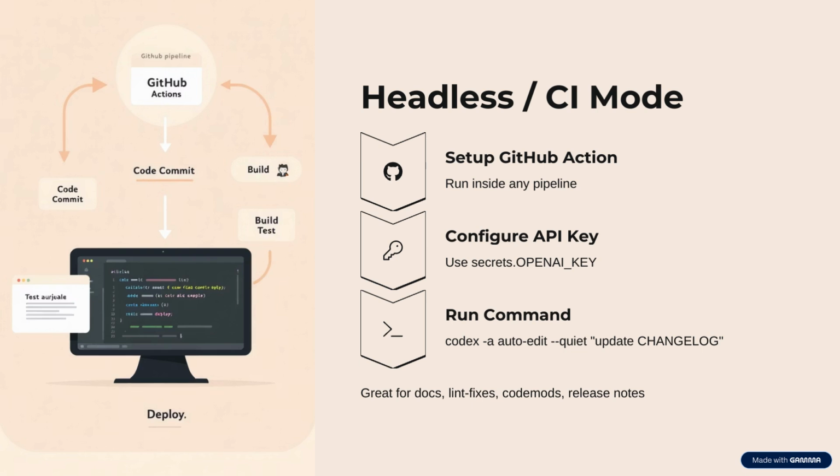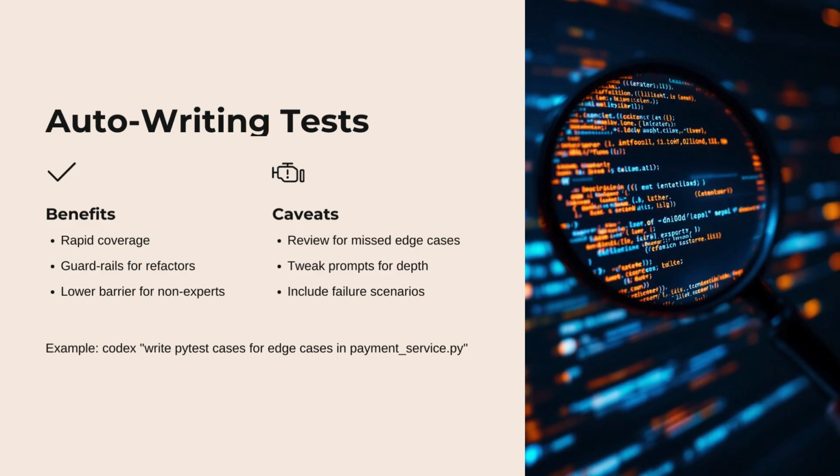Headless/CI mode. Codex can also run headlessly, meaning fully automatic in your continuous integration, or CI, pipelines. This is a huge win if you have repetitive tasks like updating changelogs or fixing style issues. A simple Codex command in your GitHub Actions pipeline can automate hours of manual coding or documentation.